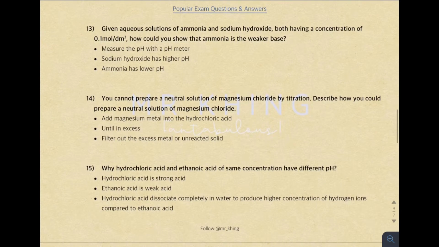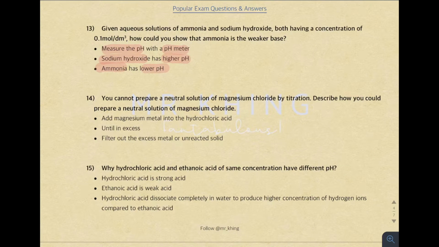Next, given aqueous solutions of ammonia and sodium hydroxide, both having a concentration of 0.1 mol per dm³, how can you show that ammonia is the weaker base? Same thing, we can just measure the pH with a pH meter. We know that sodium hydroxide is a strong base, so therefore sodium hydroxide has a higher pH. Ammonia is a weak base, therefore lower pH.